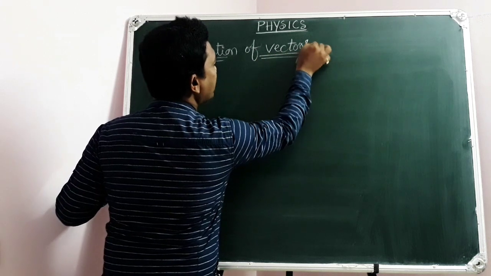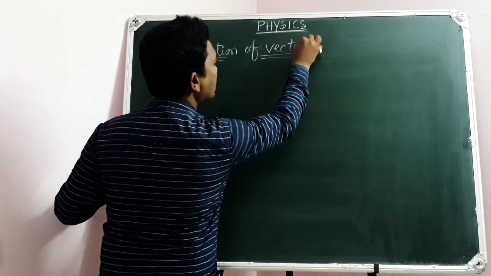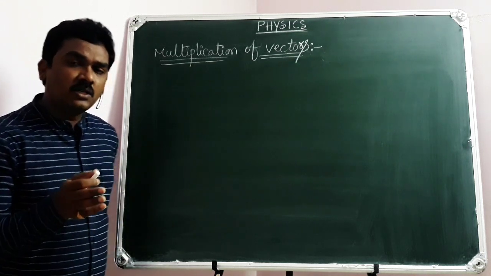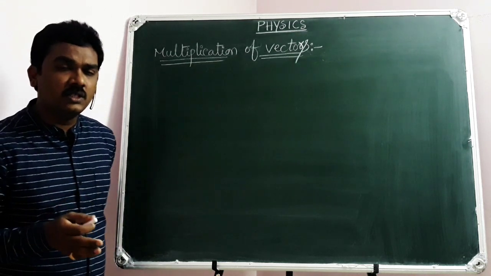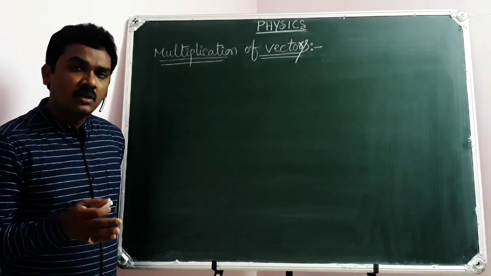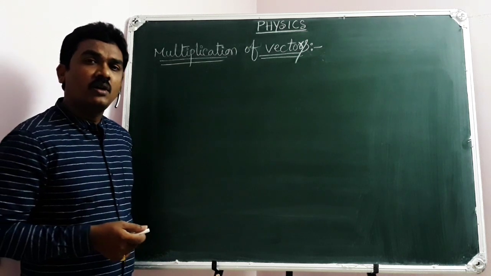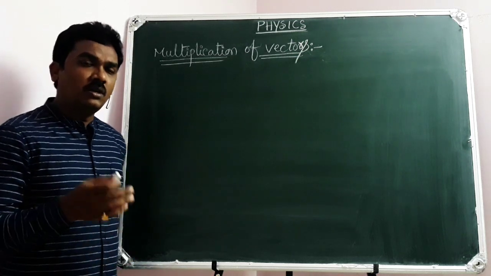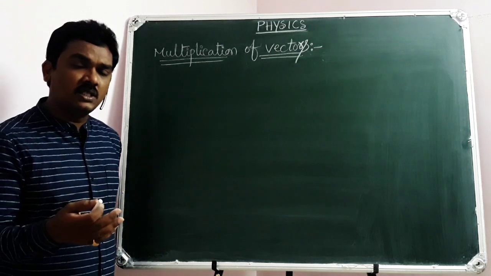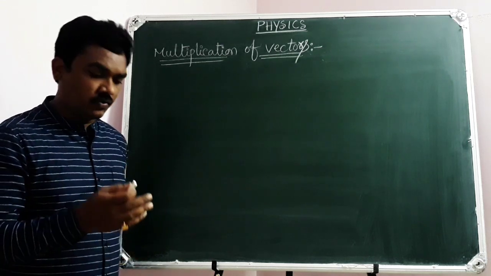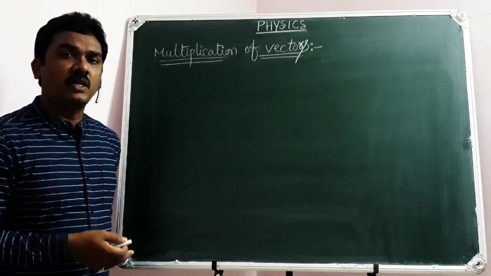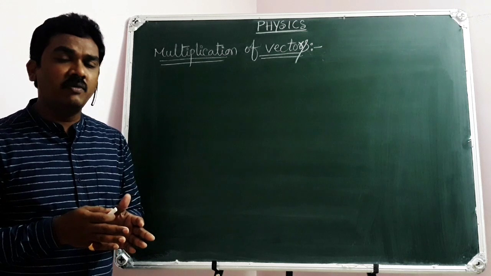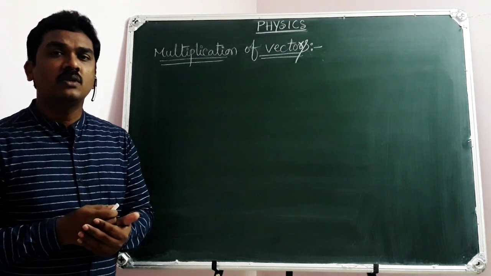Here, while dealing with multiplication of vectors, we come across two different situations. The reason is, the combined product of vector physical quantities may give a product which is a scalar, or the product might be a vector. So it all depends on the vector physical quantities that we are going to multiply. Their product may be a scalar, or their combined product might be giving a vector physical quantity.